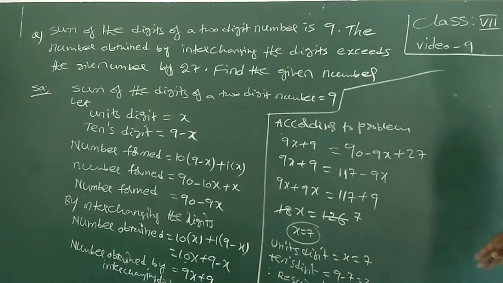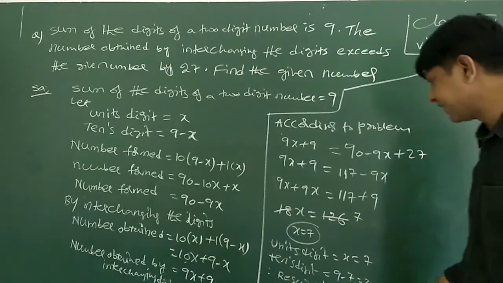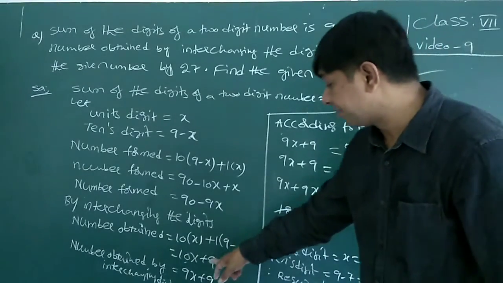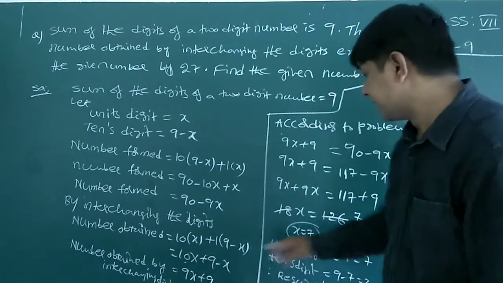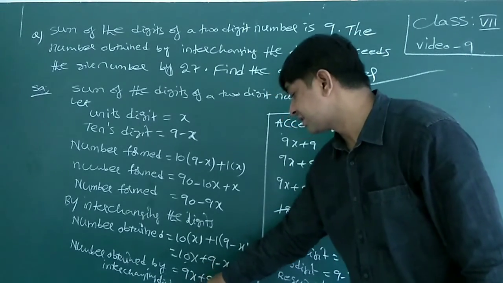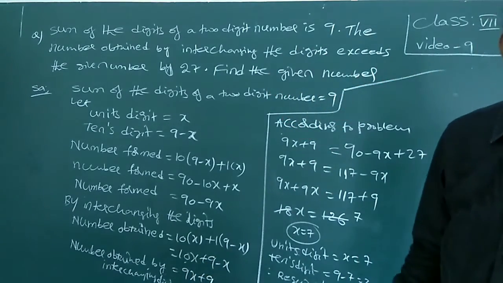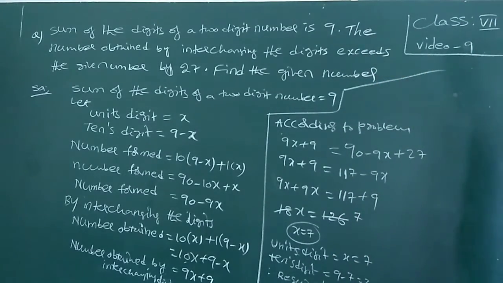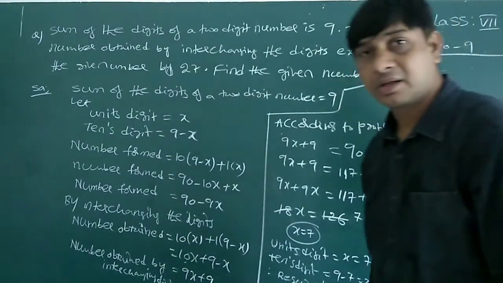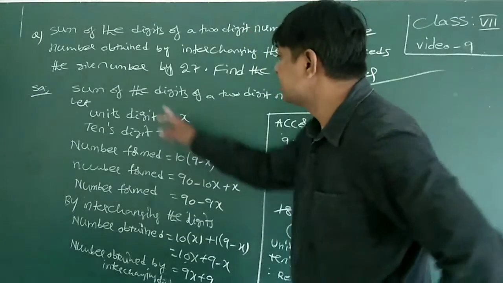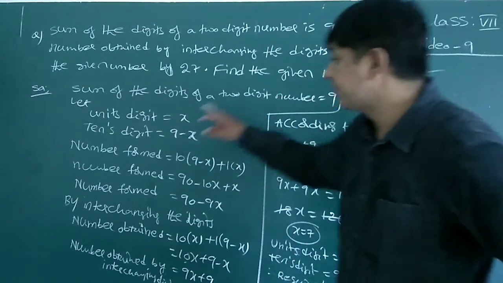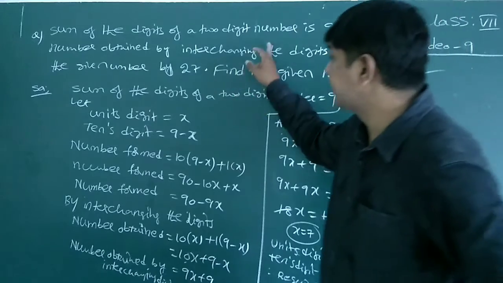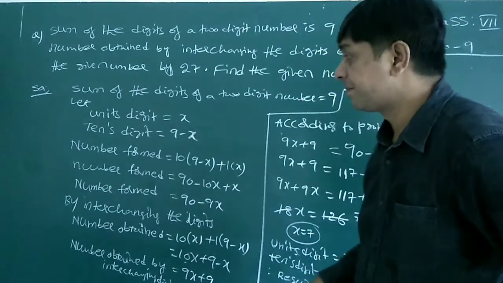Whether your answer is correct or not, you can check. The number 27, on reversing the digits, is 72. 63 plus 9 is 72, and 72 minus 27 is 27. Both are the same. So the sum of the digits is 9. Units digit is x, tens digit is 9 minus x.